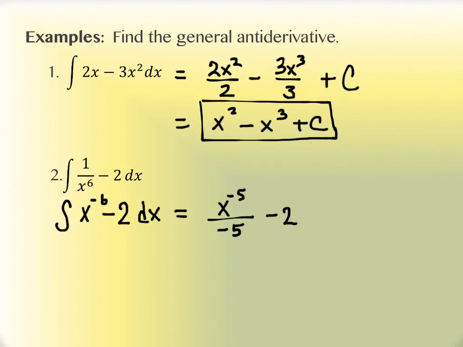It's negative 2x. And again, if that looks a little funny, remember, I should be able to go backwards. If I start with negative 2x and I take its derivative, do I get negative 2? Yes, so I did it right. And then we need a plus c.